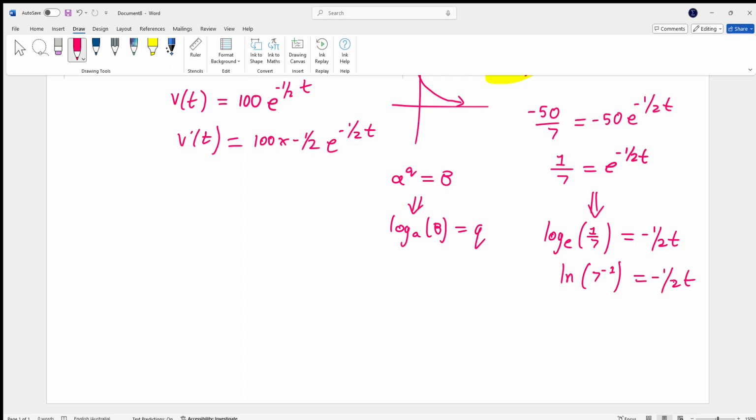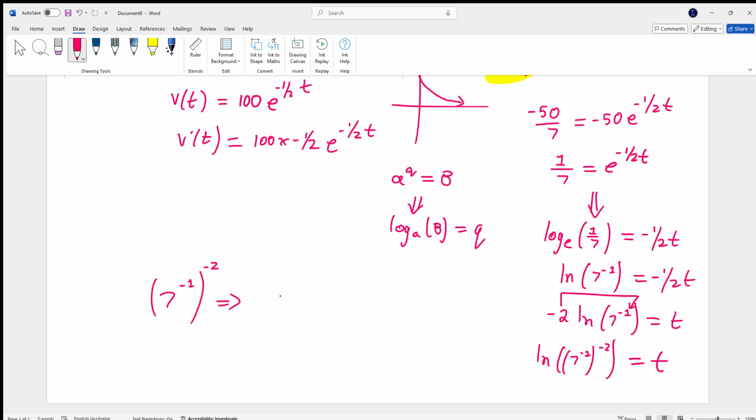Now what we can do is times both sides by negative 2 to cancel out the negative half there. So you have negative 2 ln 7 negative 1 equals t. We can then move that negative 2 up in there. So we get ln of 7 negative 1, the power of negative 2, equals t. 7 negative 1 to the negative 2 is the same as 7 negative 1 times by negative 2, which just gives you 7 to the power of 2, which is 49. Therefore, t is equal to log 49, and that is your final correct answer.